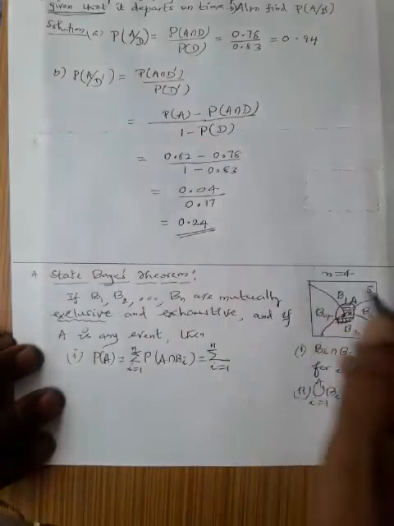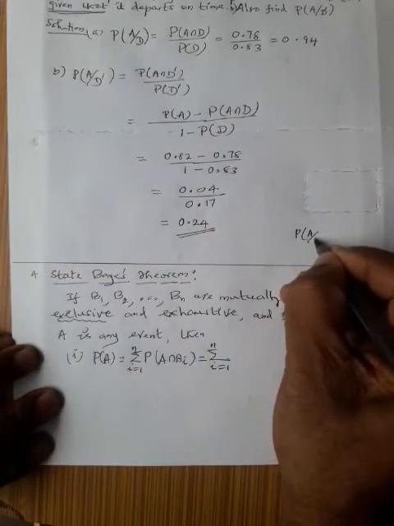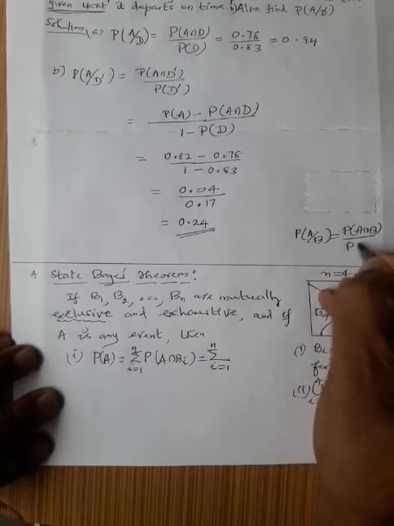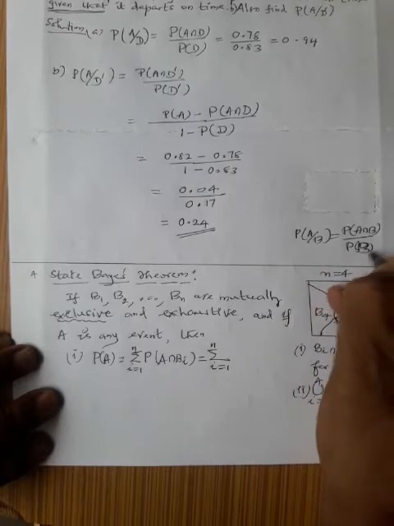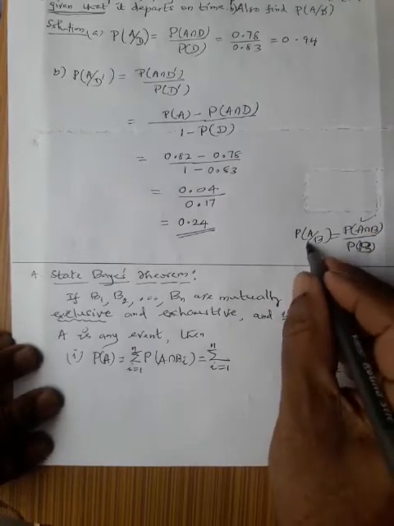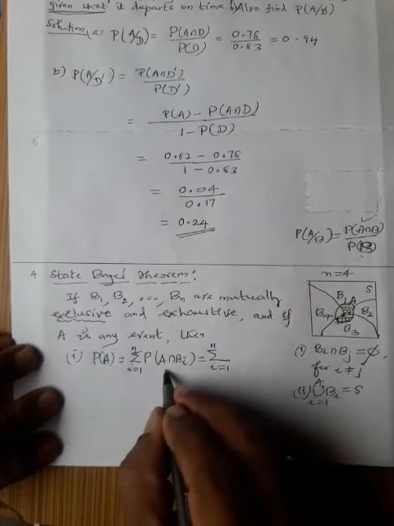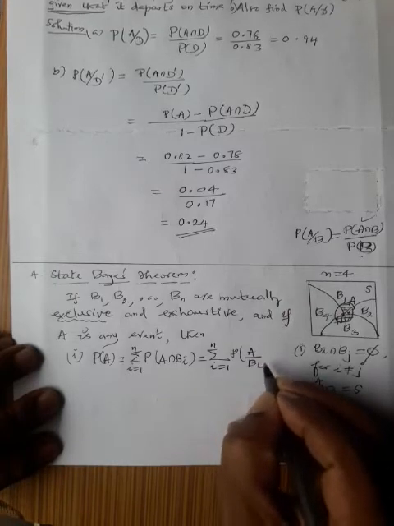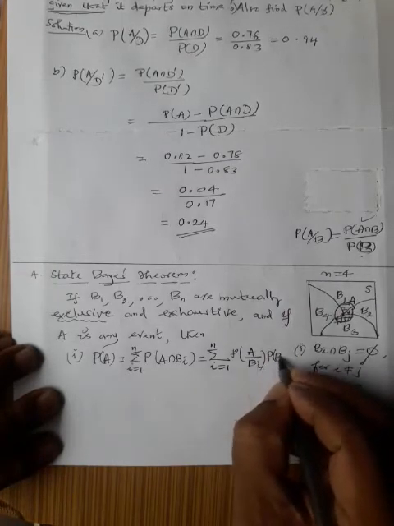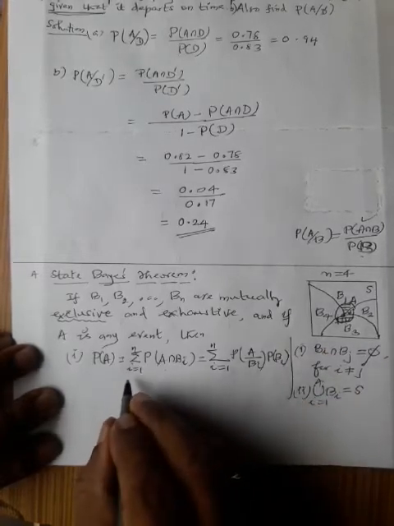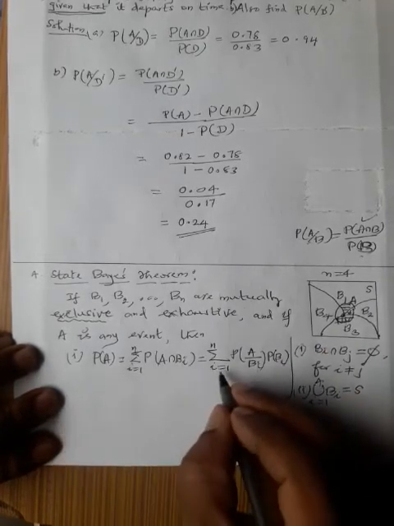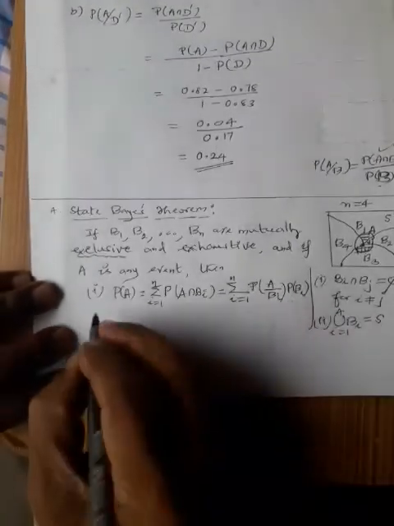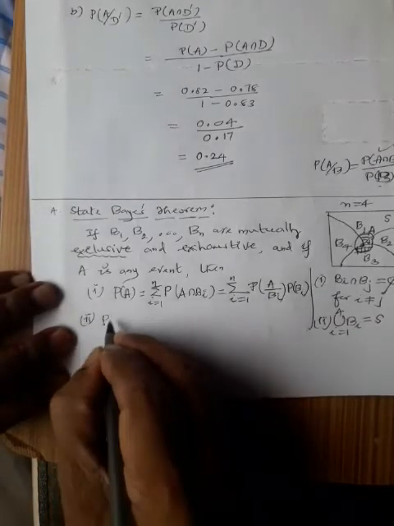Look at this one: P of A given B is P of A intersection B by P of B. So what is P of A intersection B? P of A given B into P of B. Similarly here, P of A intersection Bi is P of A given Bi into P of Bi. So this is our first result. The total probability of the event A is sigma i equal to 1 to n of P of A given Bi into P of Bi.